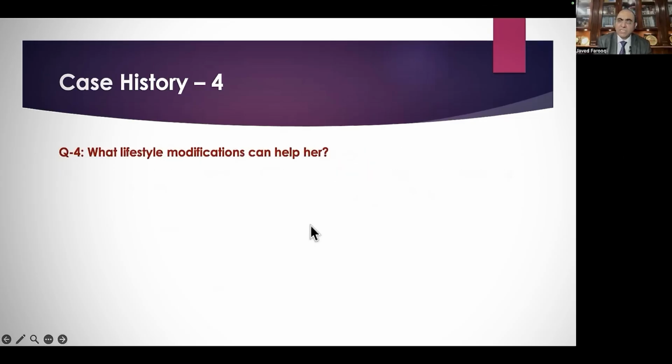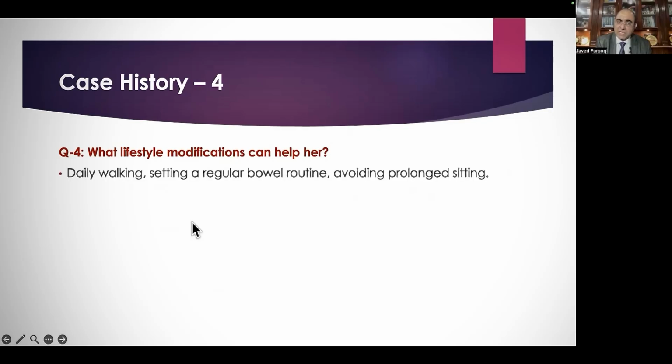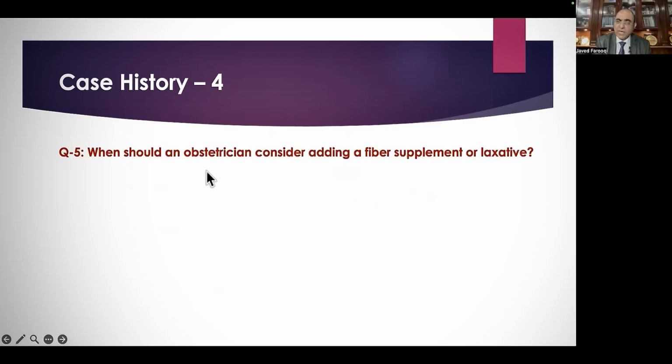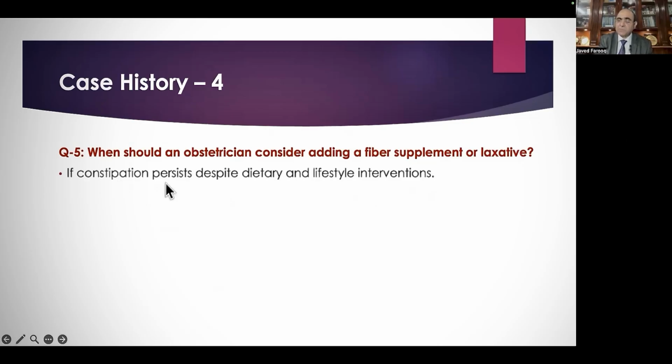Question number 4, on this case history number 4, what lifestyle modifications can help her? And the answer is daily walking, setting a regular bowel routine, and avoiding prolonged sitting. And the question number 5, when should an obstetrician consider adding a fiber supplement or laxatives? And the answer is if constipation persists despite dietary and lifestyle interventions.